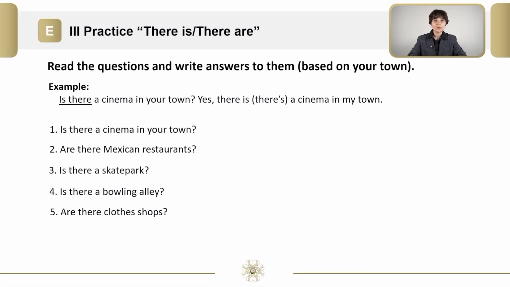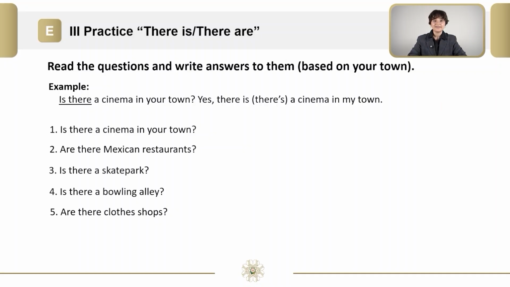Now it is time for our last activity. Read the questions and write answers to them based on your town. Let's read the example. Is there a cinema in your town? Yes, there is. There's a cinema in my town. Now stop the video and do the activity.